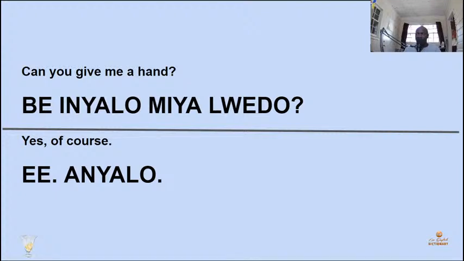Anyalo. Today we are so much concerned with you looking at the words and trying to read them. So as you're looking at the screen, please try to read these words so that you're connecting your language and the writing. Sometimes you might see something that looks so English, for example the BE is, in English, B, but in Luo it's be. Okay, so please, when you're with me, try to say these things aloud. If you say them aloud, you'll be able to start learning and improving on your accent. So be inyalo miya lwedo? Anyalo. Okay.